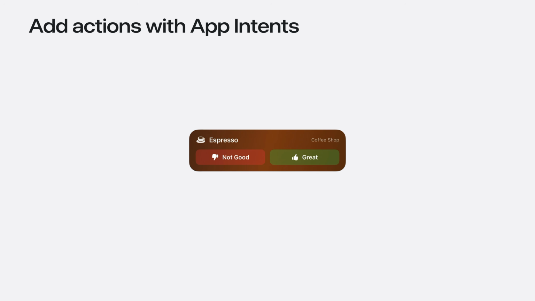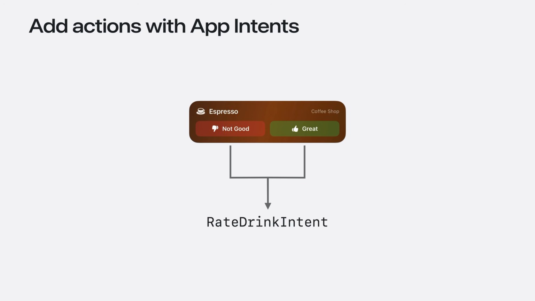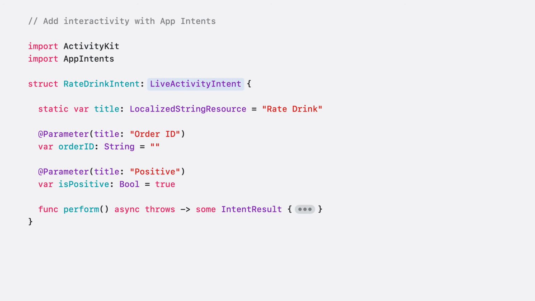When an order is complete in the Coffee app, I want to make it easy for people to rate their order. To do this, each button in the live activity is associated with an app intent. When someone taps a button, the system executes the associated intent. In the implementation, the rate drink intent conforms to live activity intent. And it takes two parameters, the ID for the order and a Boolean describing whether the rating was positive or not. The perform method is where the app's logic is implemented.